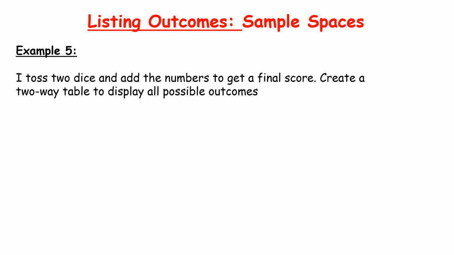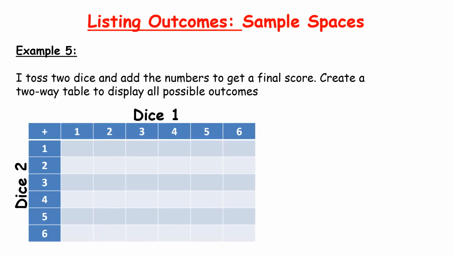So let's take another look at a sample space, and this time I'm going to toss 2 dice, and then I'm going to add my numbers to get a final score. So imagine this like any board game that you might have. If you play Monopoly, you tend to play that with 2 dice. Any other game where you might play with 2 dice? So we're going to set up our table like this. The first dice is 1 to 6, and the second dice is 1 to 6. And in the table, we're again going to fill it in.